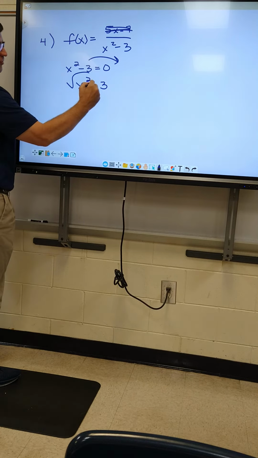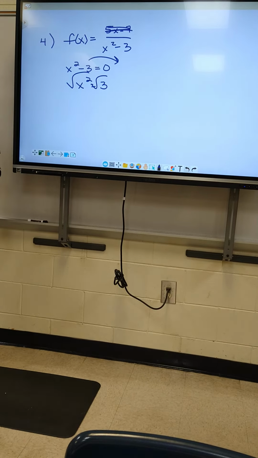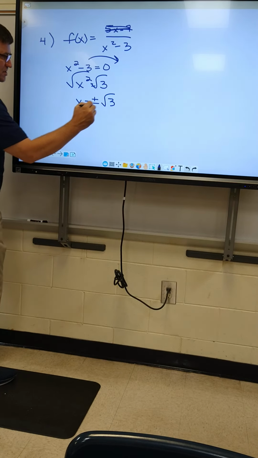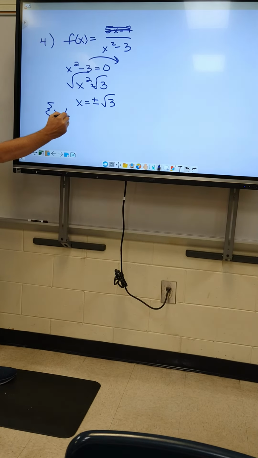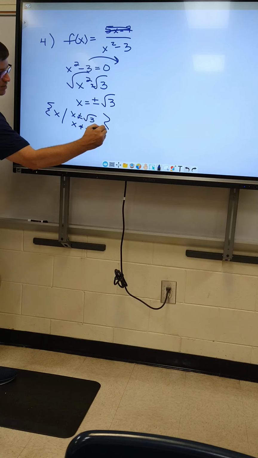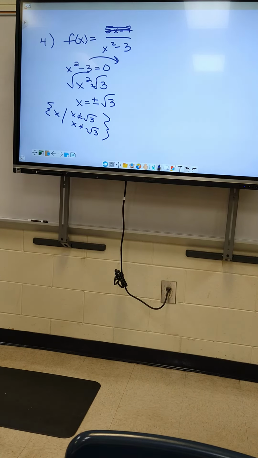Now, when you take the square root on this one, is 3 a perfect square? No. So what can you do? Nothing. You leave it root 3. But it's plus or minus root 3. So, for all my x's, x cannot equal root 3, x cannot equal negative root 3, because it's plus or minus. All square roots are going to end up being plus or minus.